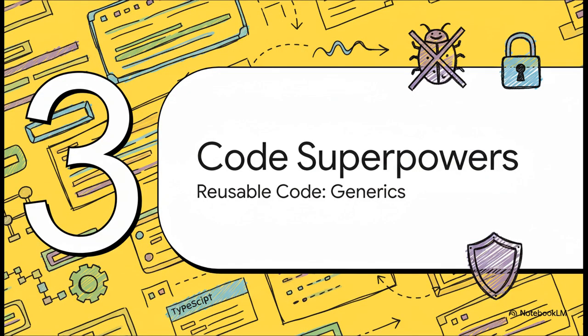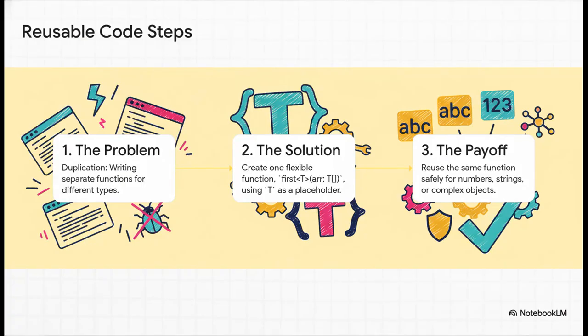But what happens when you want to write code that's not just safe, but also really flexible? This is where TypeScript really shines with one of its most powerful features, generics. This is the magic that lets you write truly reusable code without ever giving up on that type safety. It usually starts with a problem we've all had.